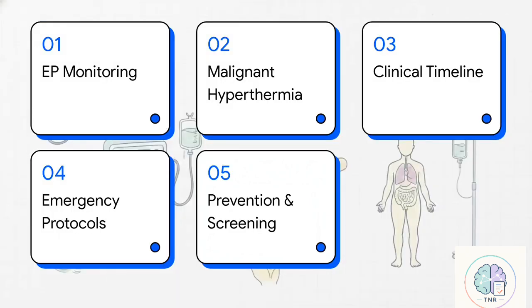Okay, let's dive into our clinical pathway for today. We're going to start with evoked potential monitoring. Then we'll define malignant hyperthermia. After that, we'll map out the clinical presentation timeline, walk through emergency treatment protocols, and finally wrap up with prevention and screening. Let's get right to it.